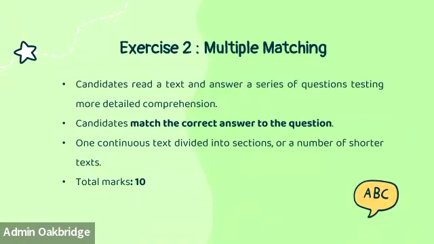Moving on to exercise 2. Exercise 2 is called multiple matching, where you will read a text and answer a series of questions testing more detailed comprehension. So your task is to match the correct answer to the question given. Okay, so usually they'll give you one continuous text, which is divided into sections, or a number of shorter texts. The overall marks is 10.